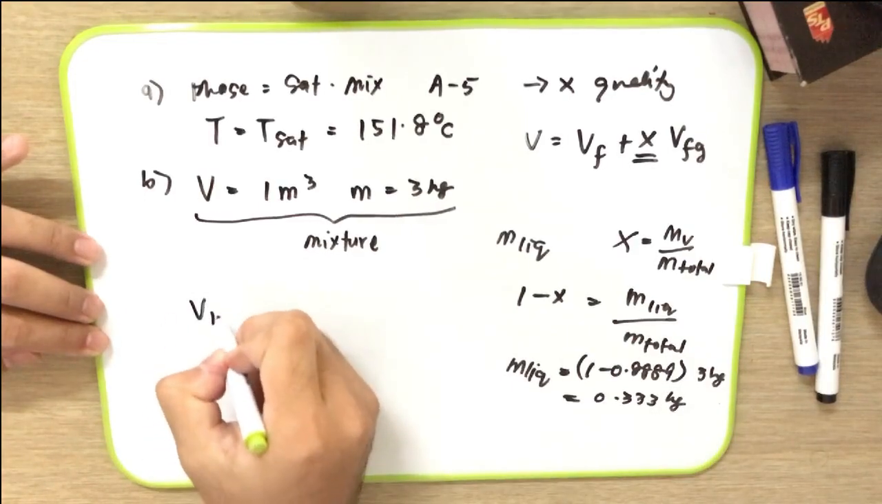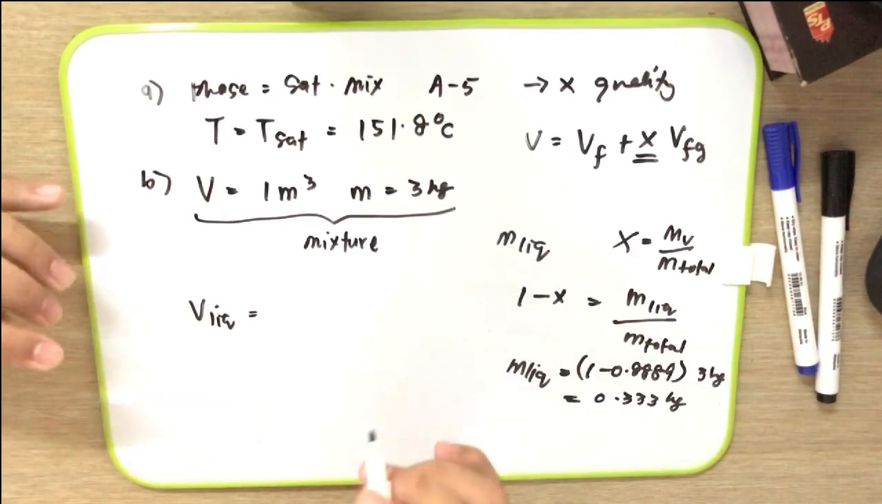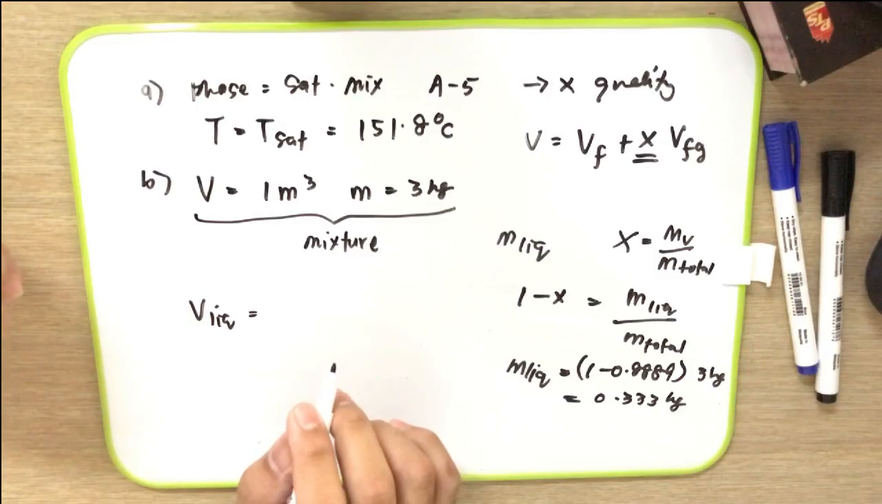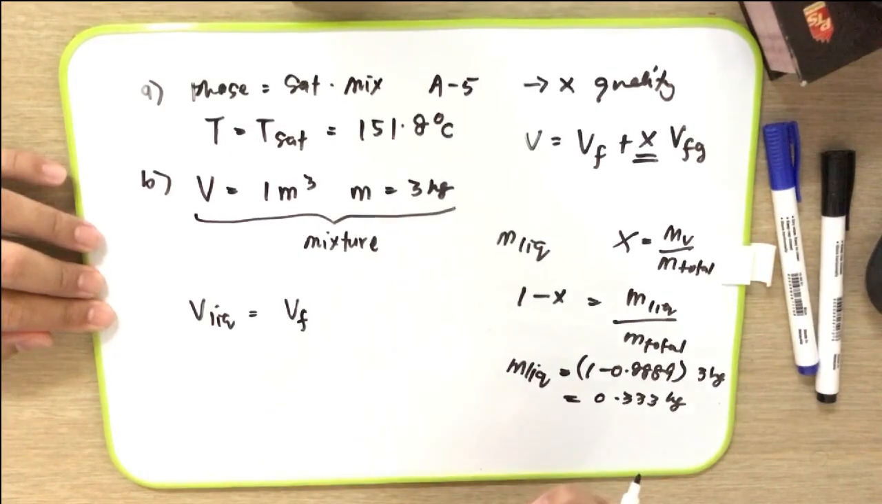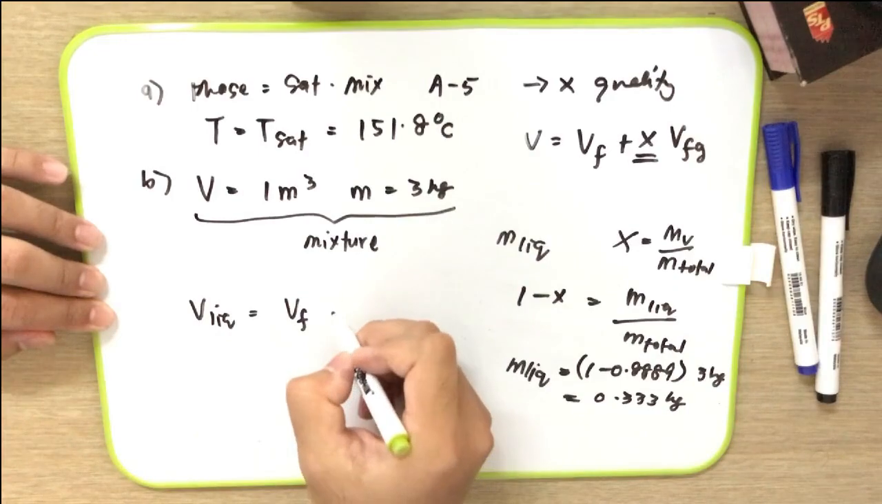For V liquid, how to find it is we can use this M liquid. But in a mixture, alright, the specific volume, if it is liquid, we should refer to VF, right? And because we know already the portion of liquid in this mixture through the mass, we can use this M in order to find the V liquid, right?